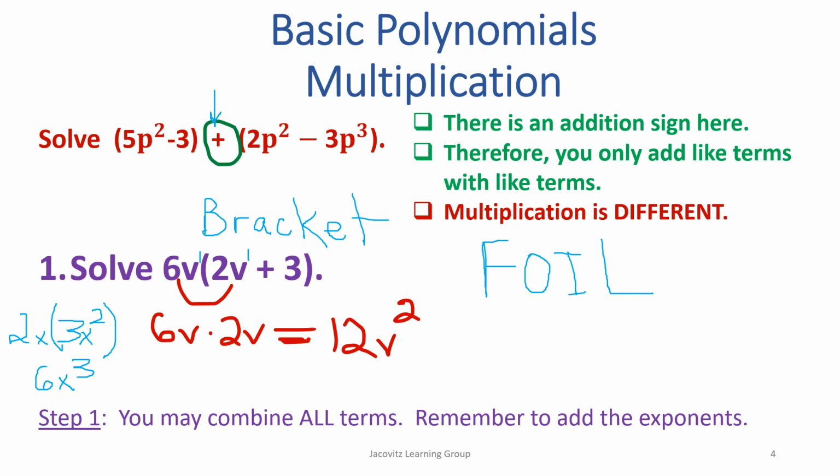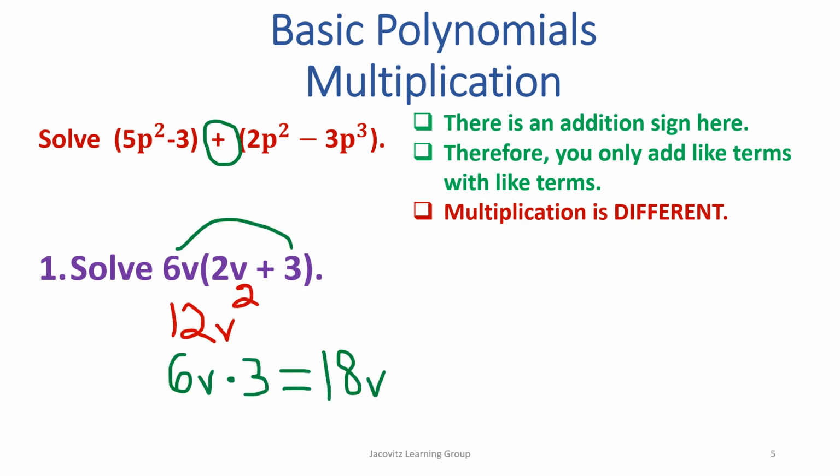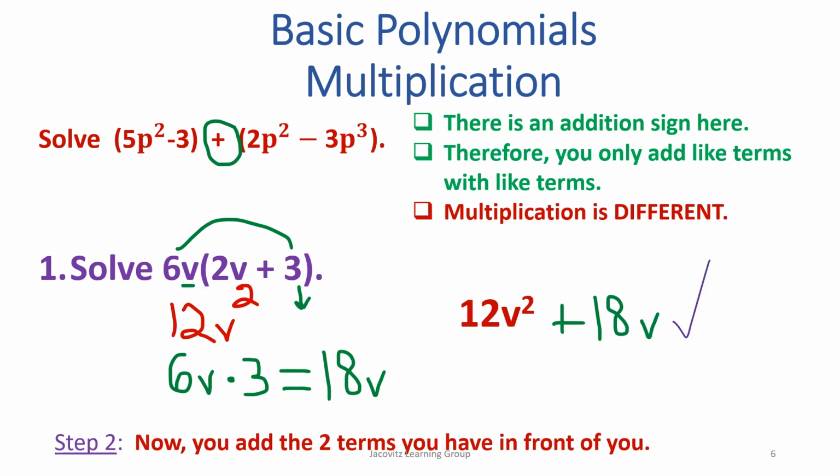Okay, when you move on, you took the first and outer. So now you're going to go back and take this inner because that's all you have. You have 6v, and this is a multiplication rule. Guess what? This rule here doesn't apply. Multiplication is different. That's said right in front of you. So this becomes 6v times 3, which is 18v. So now when you get ready to write your answer, you have 12v squared plus 18v, and that's correct.